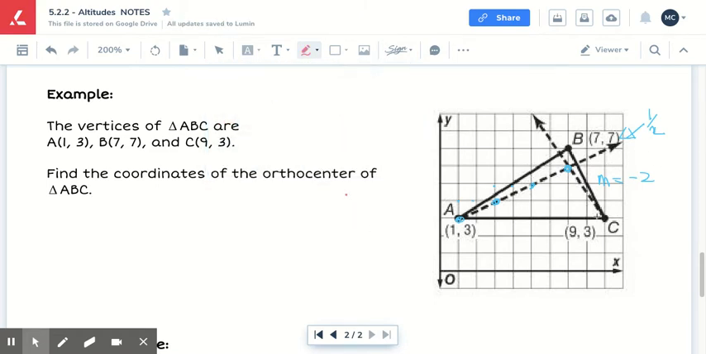So this line here has to be perpendicular to AB. So I need the slope of AB. I'm going to count it off. From A to B, I would be going up 1, 2, 3, 4, and to the right 1, 2, 3, 4, 5, 6. So the slope on this one is 4 over 6, which is 2/3.